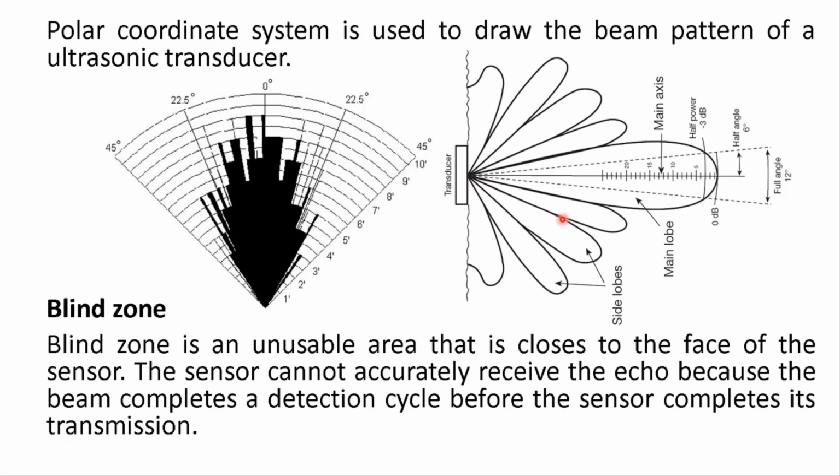Blind zone. The blind zone is an unusable area that is closest to the face of the sensor. The sensor cannot accurately receive the echo because the beam completes a detection cycle before the sensor completes its transmission.